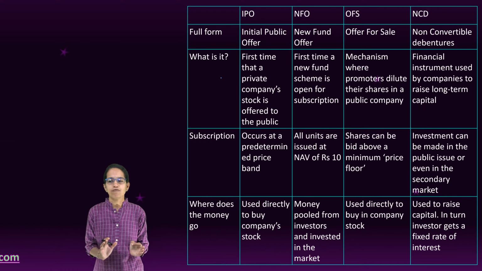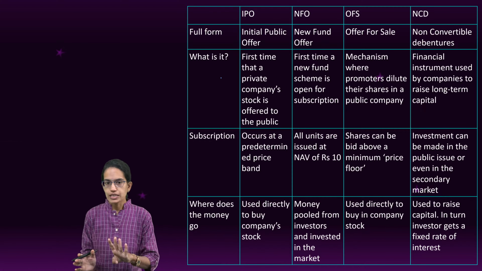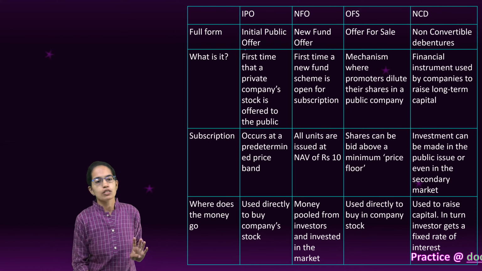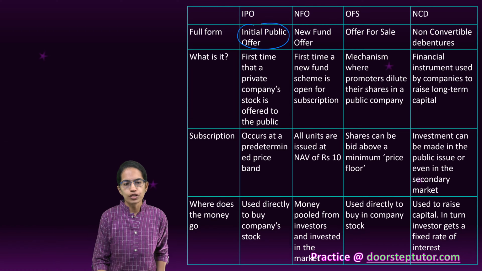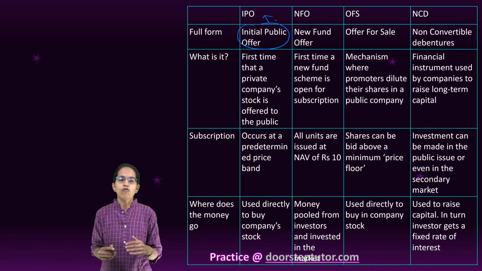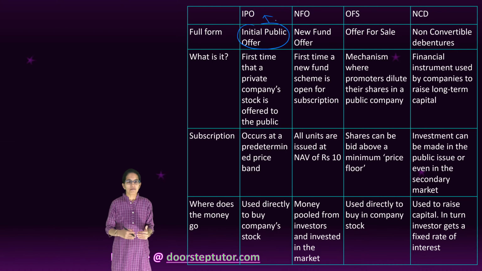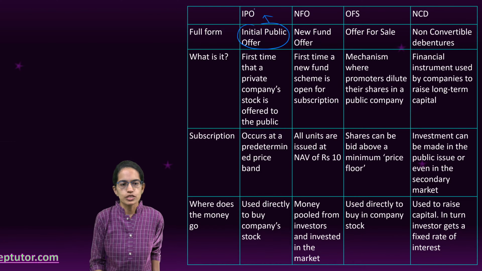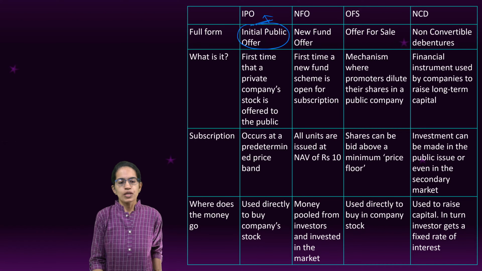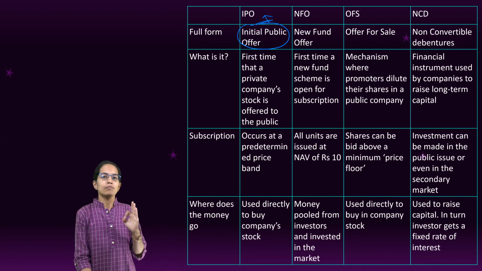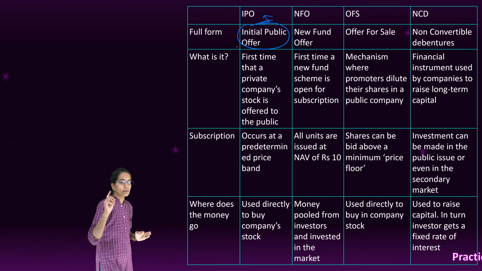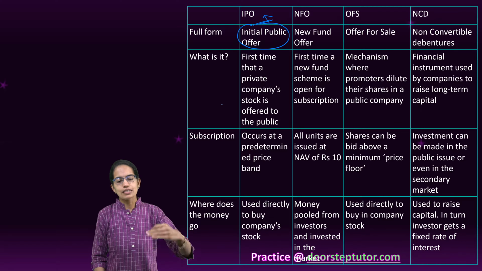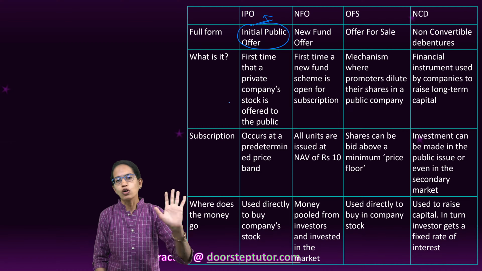In this section, we would cover four different ways under which public investors can fund. Those four are, first, the initial public offer, which is commonly called IPO. If a private company comes into public for the first time, they offer this IPO. So it occurs at a predetermined price. The company would announce a predetermined price at which it would open its IPO, and this is used directly to buy the stock of the company.